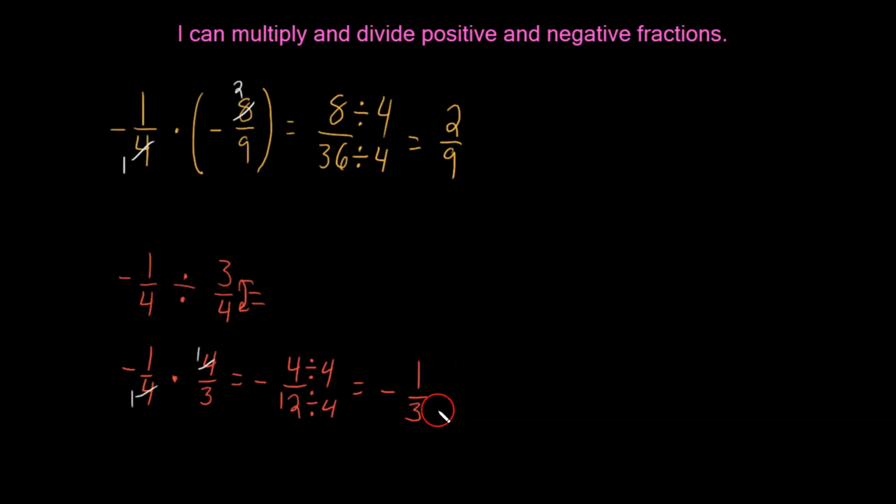So it just comes down to remembering your rules from integers involving negatives. So if we have an even number of negatives, we get a positive answer. If we have an odd number of negatives, we get a negative answer. So I hope by now, with a little bit of practice, you can say I can multiply and divide positive and negative fractions.